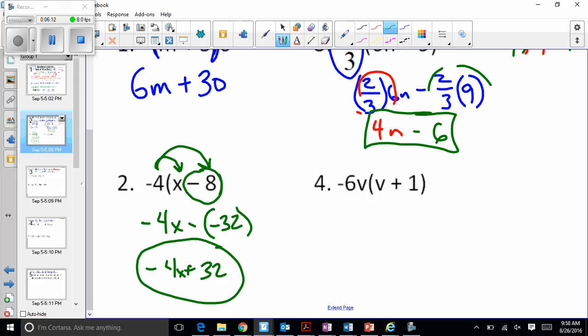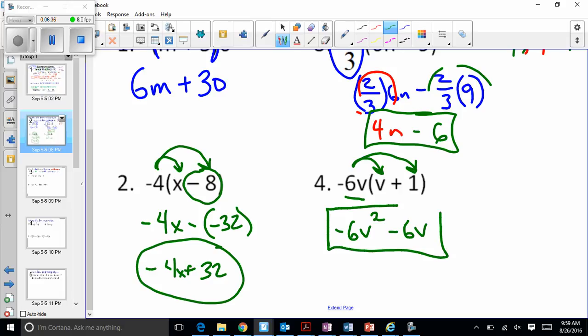Finally, the last one, number 4, -6v gets distributed to each term on the inside, v and a +1. So -6 times v times another v is going to make -6v squared. And then a +1 times a -6v makes a -6v. And that's our answer for that one. It's simplified down to -6v squared minus 6v.